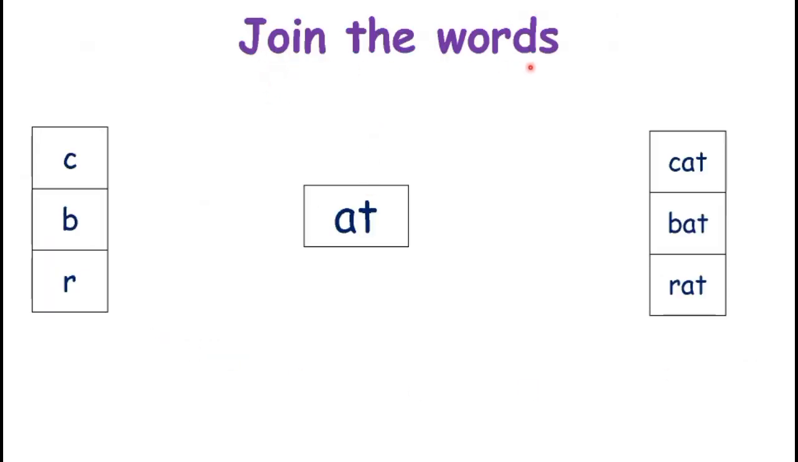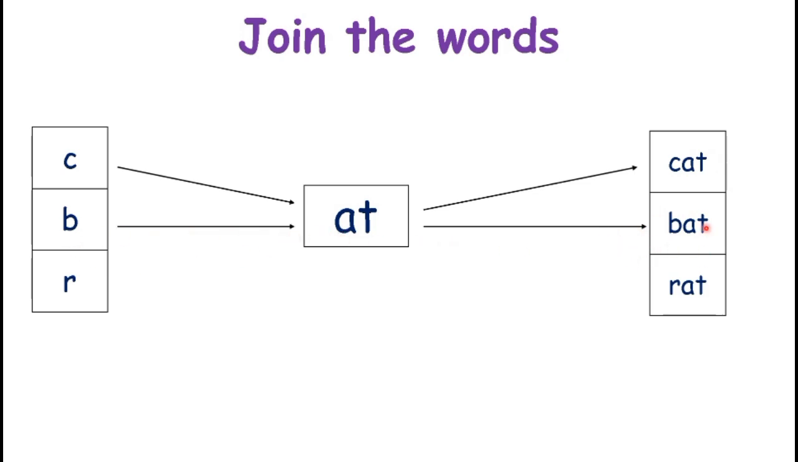Okay, let's join the words. This is ka, ba, r. And let's join these three alphabets with at. First one, ka. Let's join this. Ka at cat. Cat means biral. Second one, ba at bat, and bat. And this is r. Let's join this. R at rat. Rat means idur. At rat. Rat means idur. That's how we can join these words.